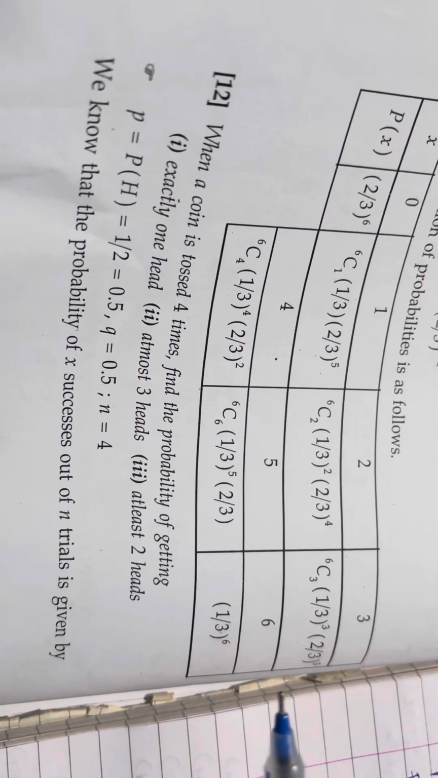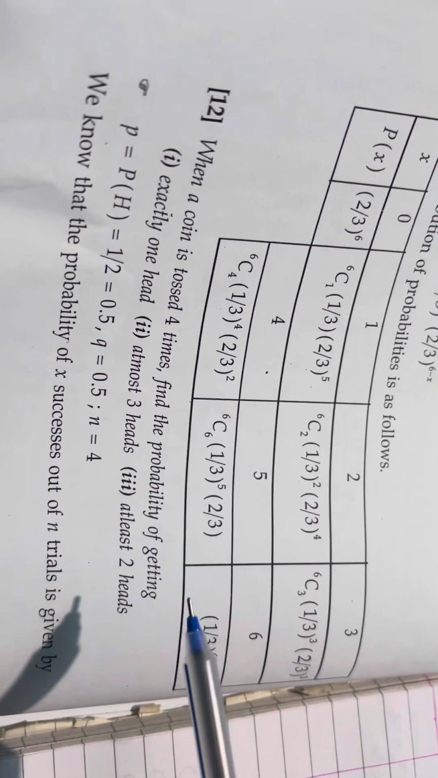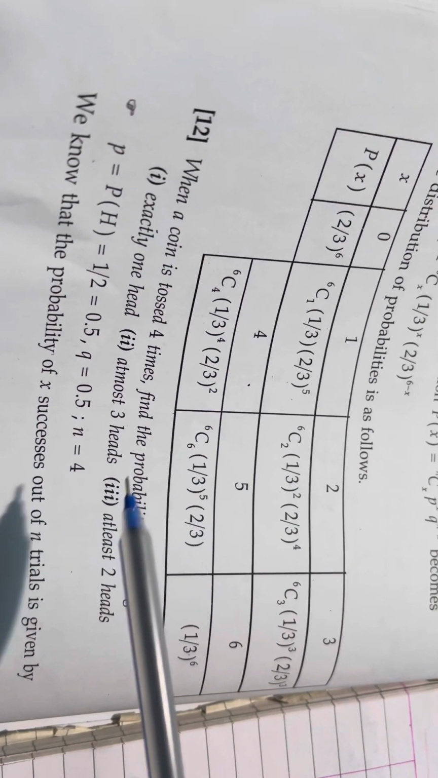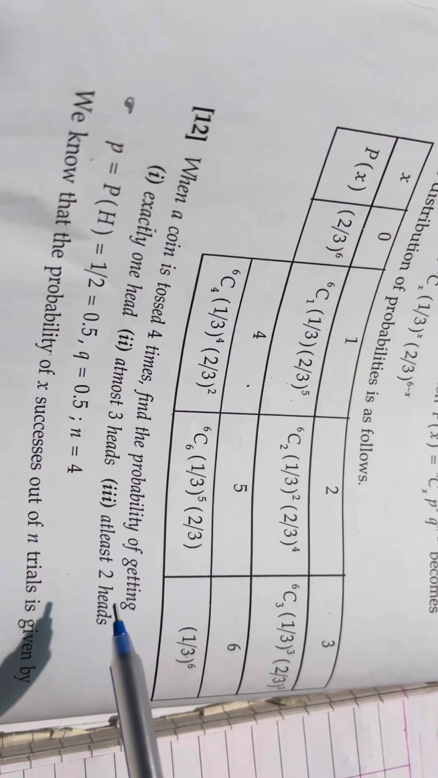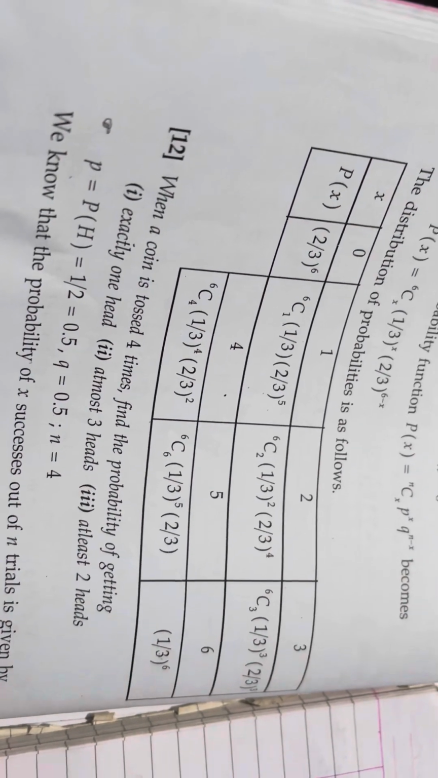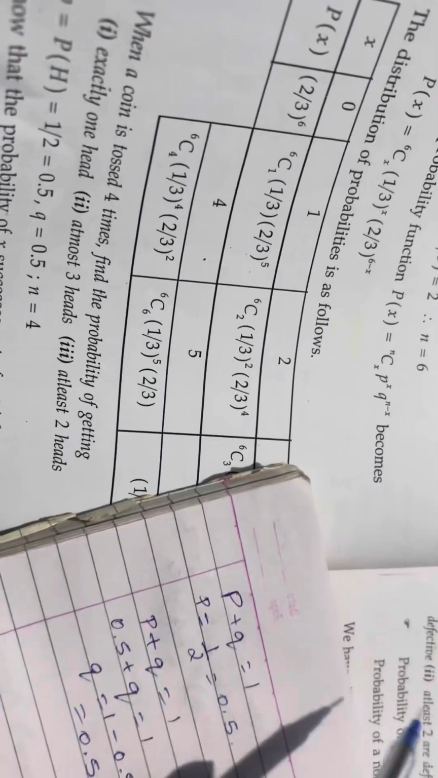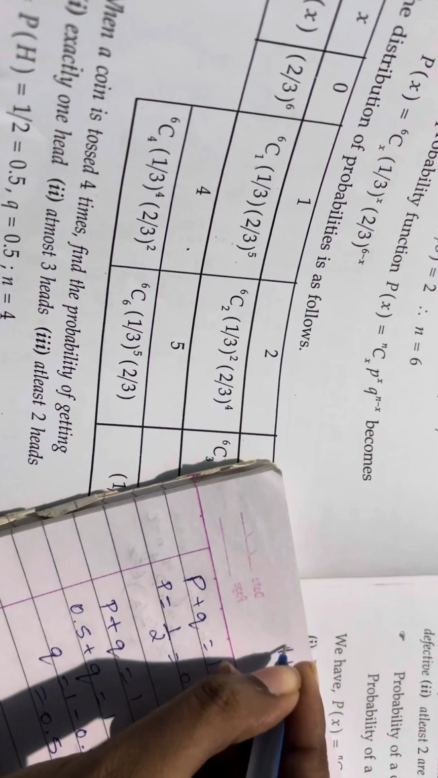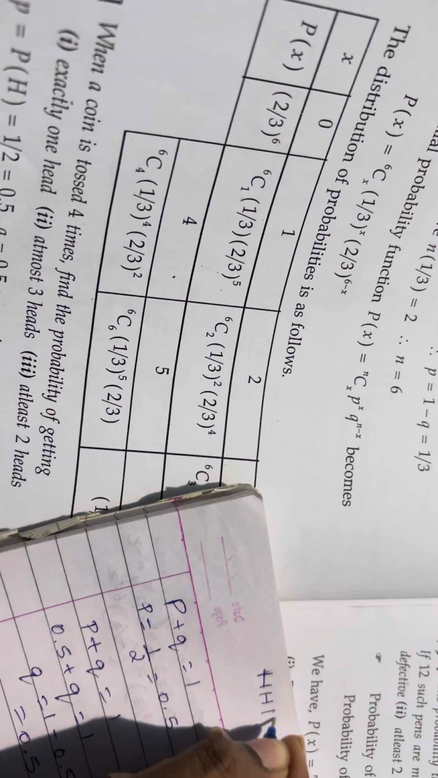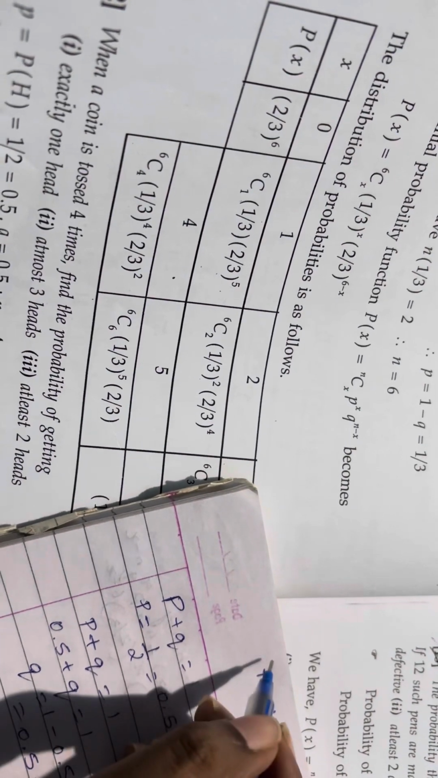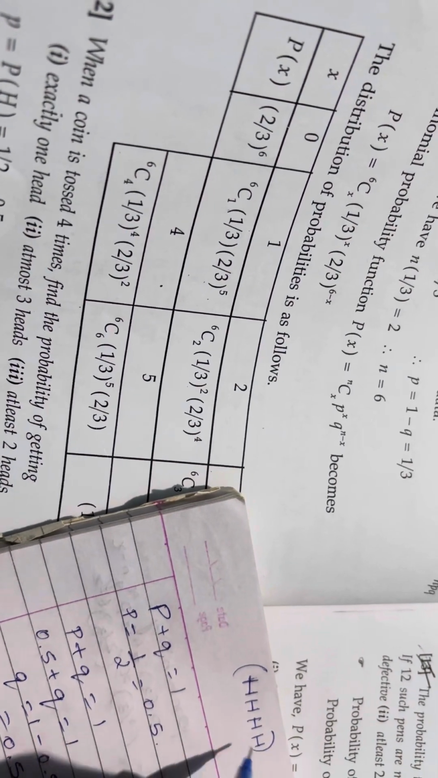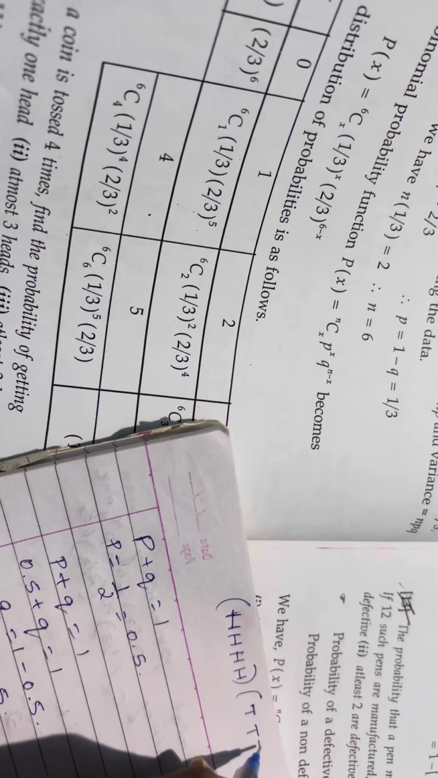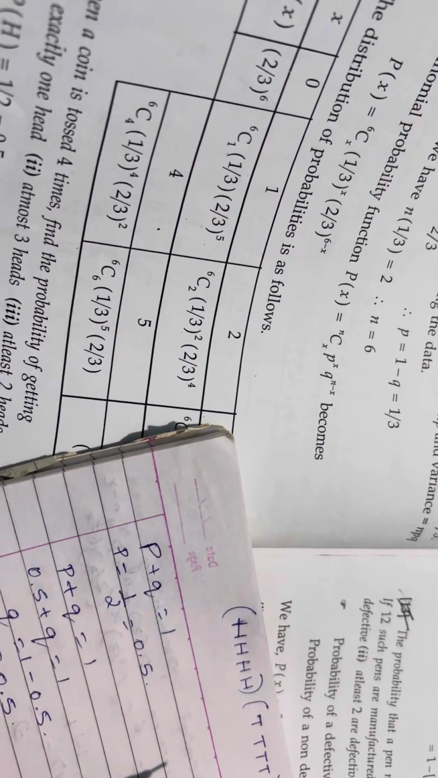When a coin is tossed 4 times, find the probability of getting exactly one head, at most 3 heads, at least 2 heads. So here a coin is tossed 4 times. Then they're only asking about heads. So head, head, head, and head. So this is one of the possibilities. And the other possibility is tails, tails, tails, and tails.